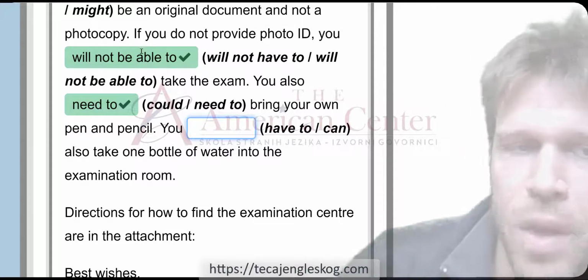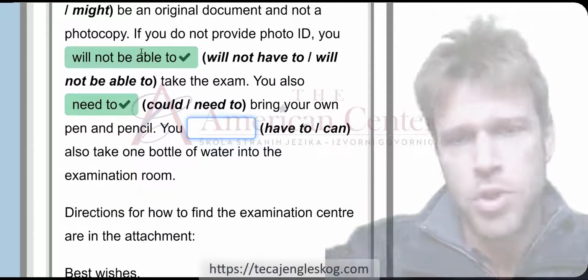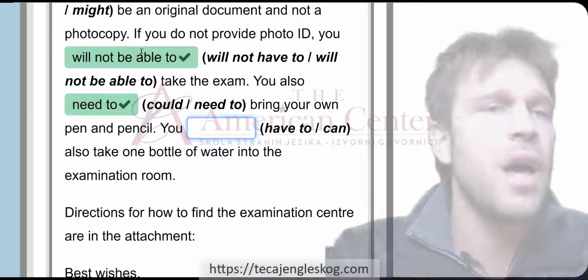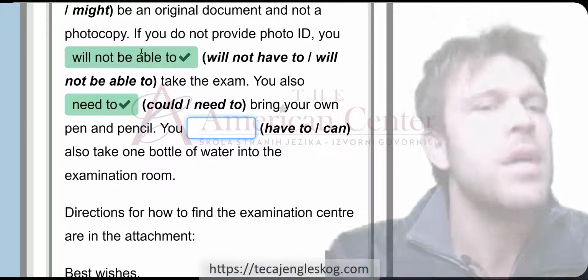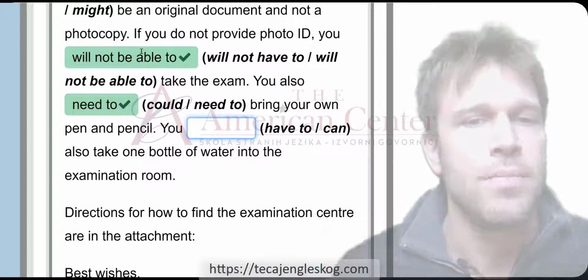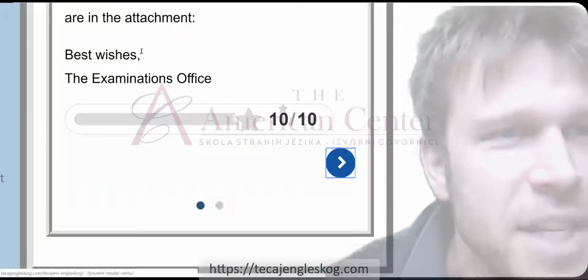Have to or can also take one bottle. So you are allowed. You have the option, okay? Or you have permission, we can say, to take. So you can, okay? Of course, we have 10 out of 10.